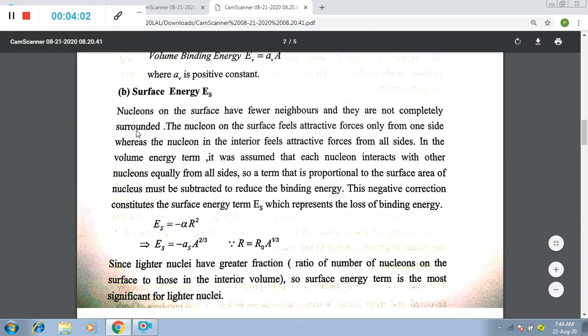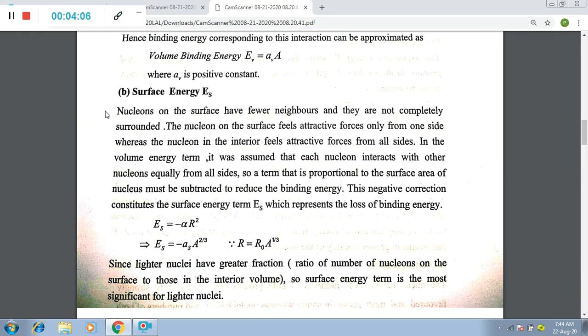where AV is a positive constant. The next term which contributes in the binding energy is surface energy ES. Nucleons on the surface have fewer neighbors and they are not completely surrounded. The nucleon on the surface feels attractive forces only from one side, whereas the nucleon in the interior feels attractive forces from all sides. In the volume energy term, it was assumed that each nucleon interacts with other nucleons equally from all sides. So, a term that is proportional to the surface area of the nucleus must be subtracted to reduce the binding energy. This negative correction constitutes the surface energy term ES, which represents the loss of binding energy.